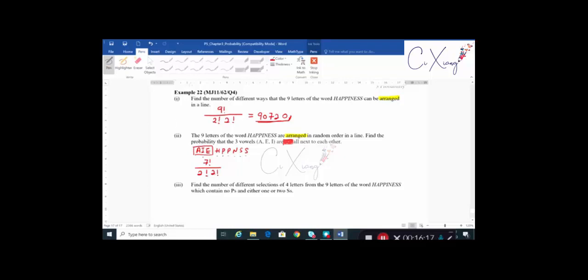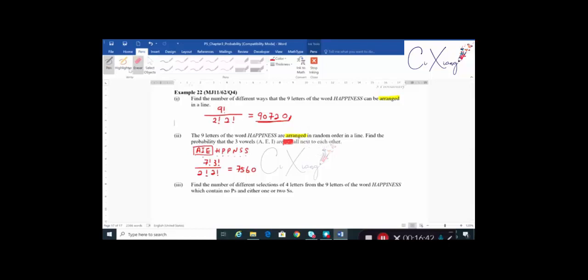Alright, then after that, you should consider the arrangement in this group A, I, and E, which is 3 factorial. So from here, you should be able to get 7560. So the 7560 is the number of permutations where the 3 vowels are all next to each other.